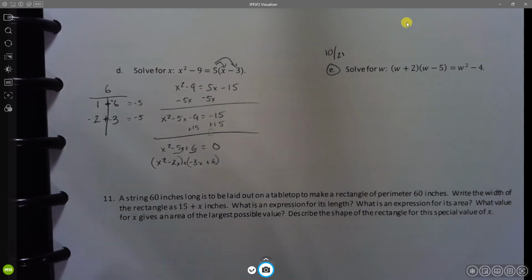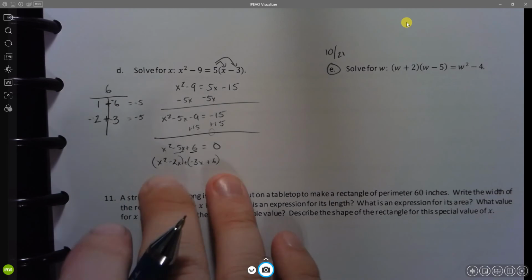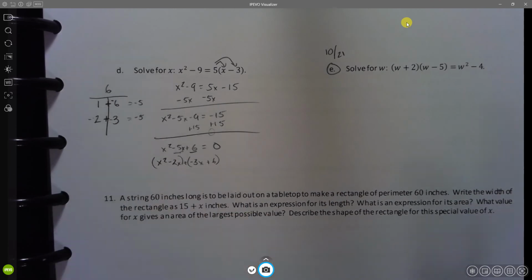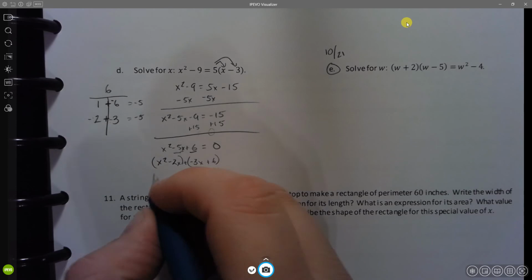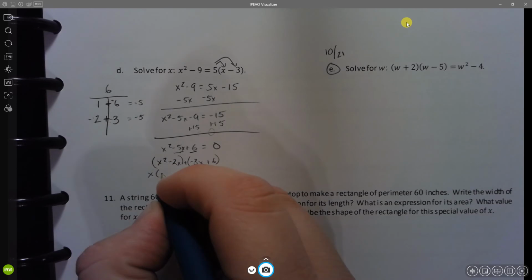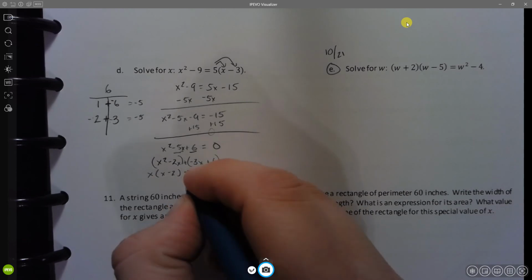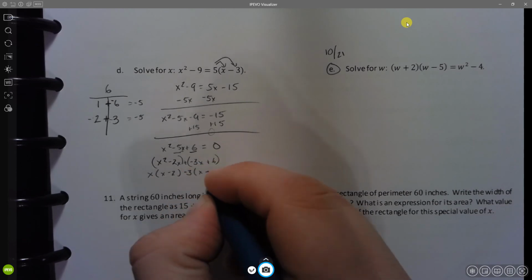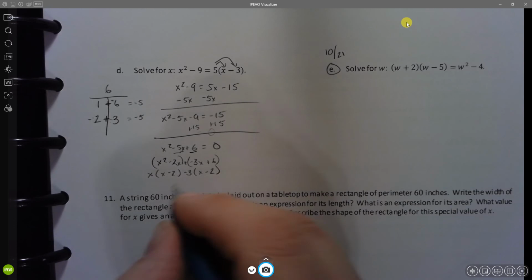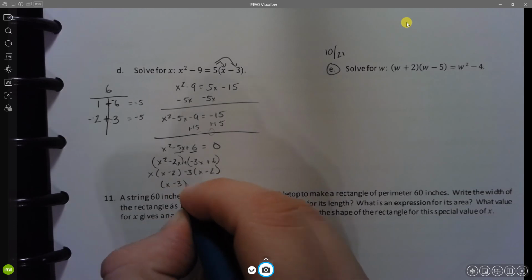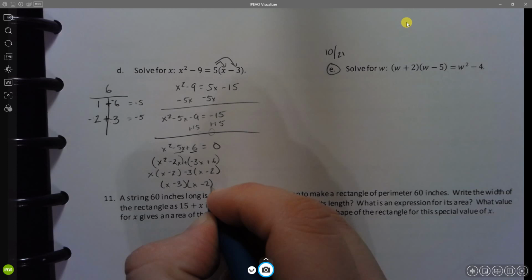And then now that you've grouped these binomials together, we have to sit here and factor certain things out. Like here, I can factor out an x. I get x minus 2, okay? And then I'm going to factor out a negative 3 here, and I get x minus 2. So now my factors are x minus 3 times x minus 2 equals 0.